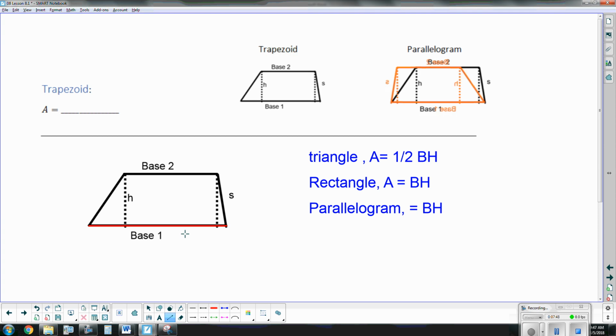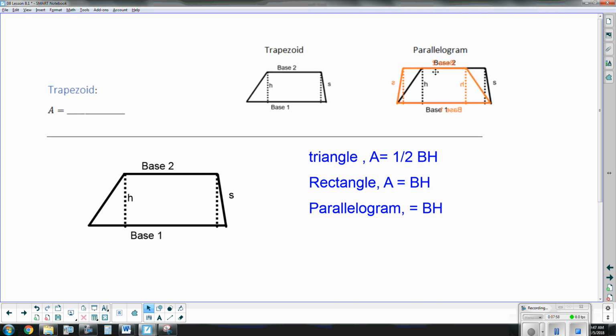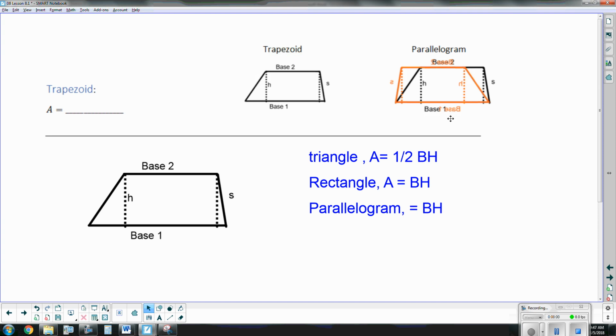So we're going to use the shape parallelogram since we already know the area of a parallelogram. And if you look at this diagram that's on your note sheet, just with a little reflection, we can see that this shape is a parallelogram. Okay, the orange is the reflected image of the black trapezoid. And if we overlap them a little bit, we can see that it's a parallelogram. So let's try to rearrange our trapezoid so that it looks like a parallelogram.